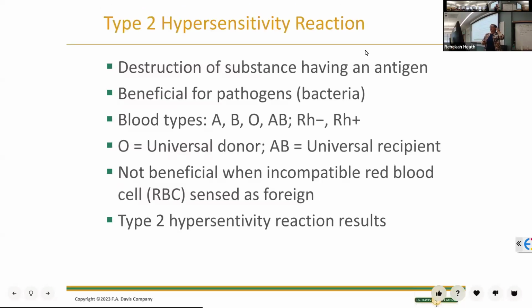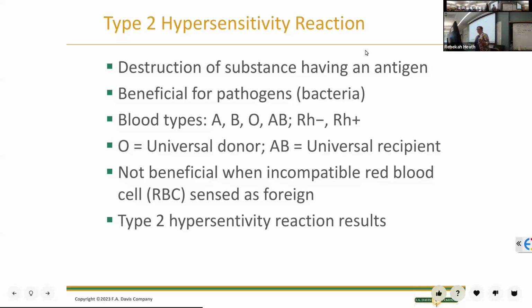All right, so type 2 hypersensitivity reactions. With this, we're going to talk more about blood donation or blood transfusion reactions. So you all have a type of blood. Anybody know what their blood type is? It's going to be O, A, B, or AB, and it's going to be either positive or negative.